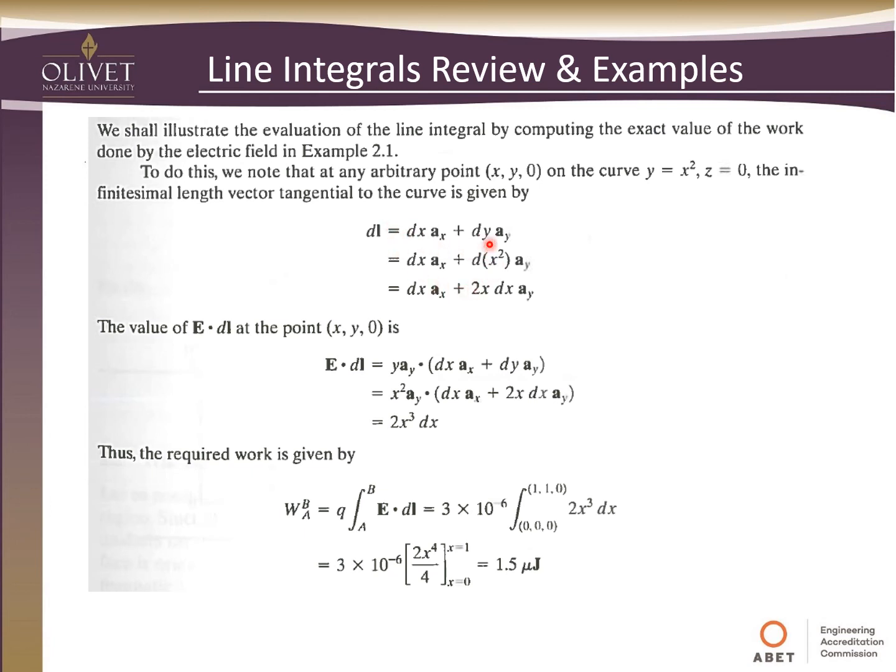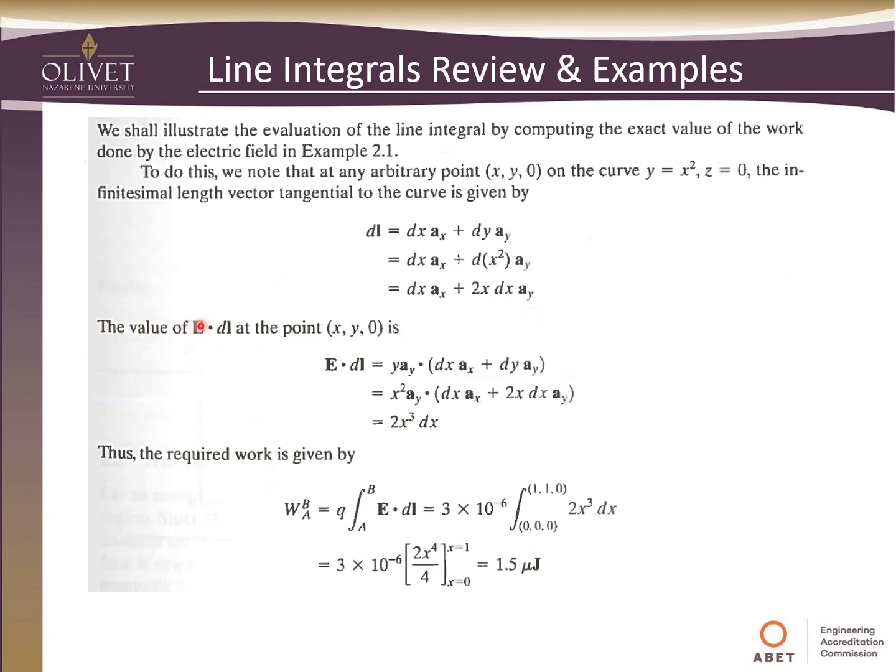So if we substitute that in, y equal to x squared, we now come up with a new term as we take the derivative of this. The derivative of x squared is 2x dx. So now we have dx a_x plus 2x dx a_y. This is handy because now we have our differential length defined in terms of just x only. We still have a y direction component, but the variables are all in x.